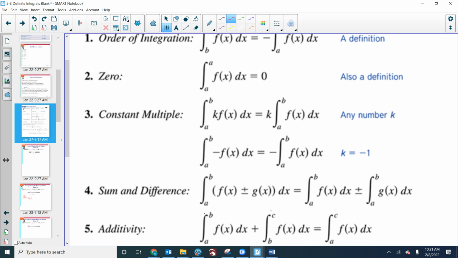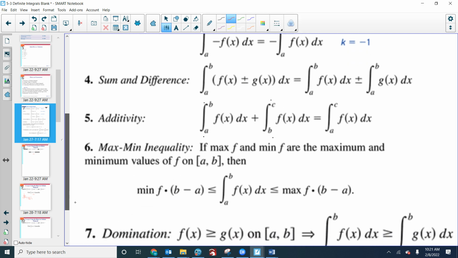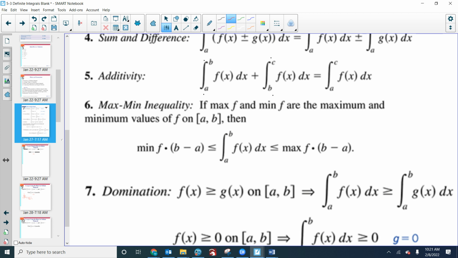What about the other ones? Max-min inequality. I guess we didn't formally. This is one of the detriments of the snow days. I had you copy these down. I didn't officially go over them. So let's talk about them now, and then we'll get back to the warm-up problem.